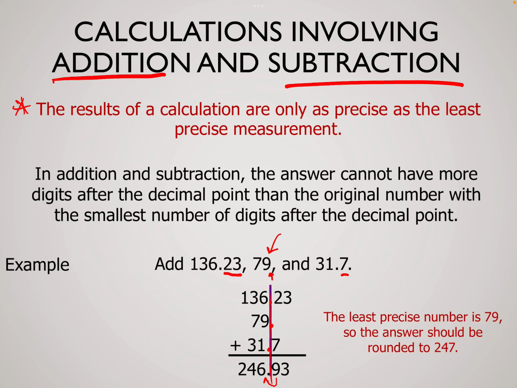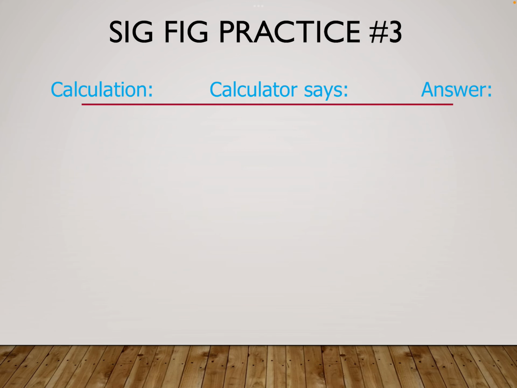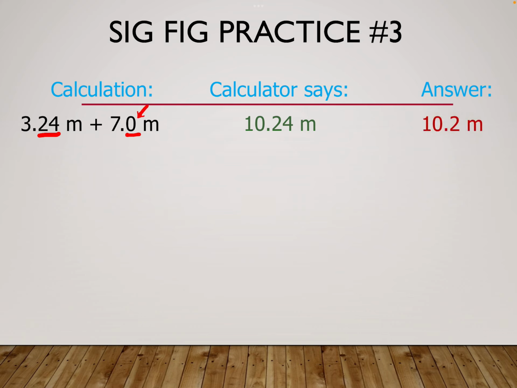Okay, so this is the digits past the decimal rule. Addition and subtraction, we're going to think digits past the decimal. Digits past the decimal, okay? So let's try these out. Here's our calculation. We have 2 digits past the decimal versus 1 digit past the decimal. So this is what we get in our calculator, but we have to match our least precise measurement. So we can only have 1 digit past the decimal here, so we have to round our answer to 1 digit past the decimal. The 4 does not round up the 2, so we just chop it off at 10.2.